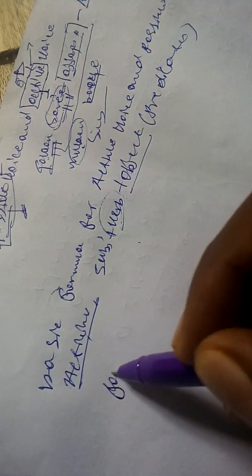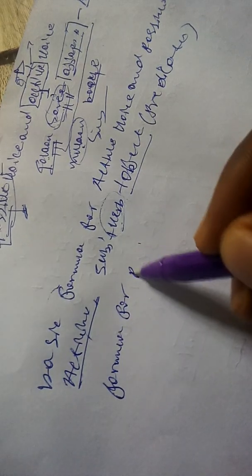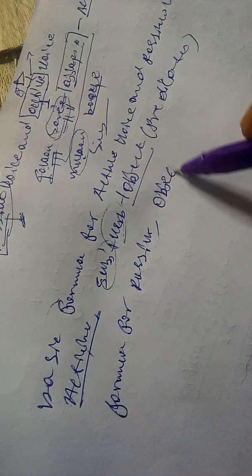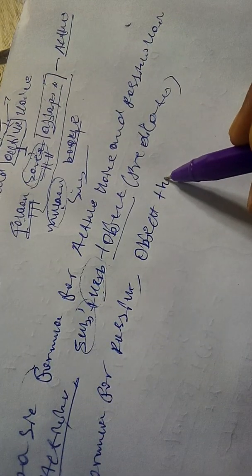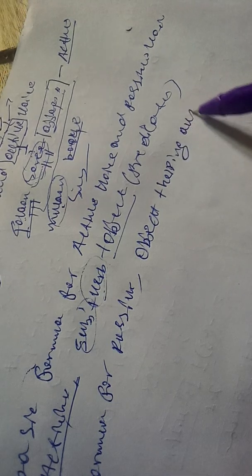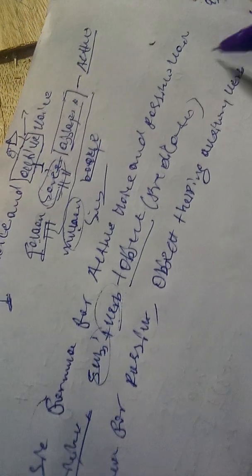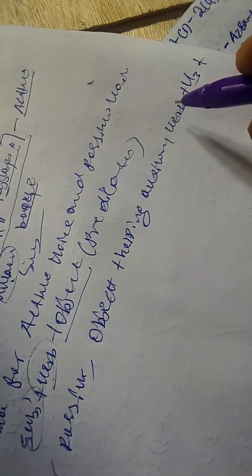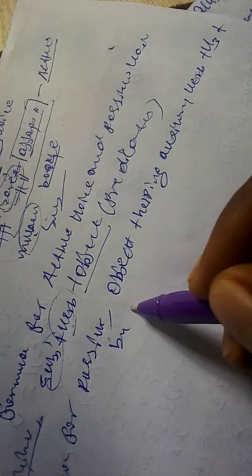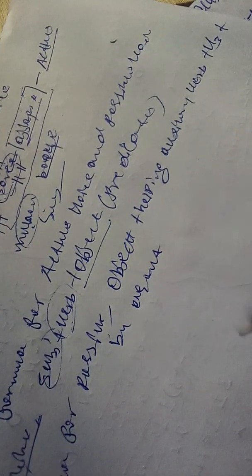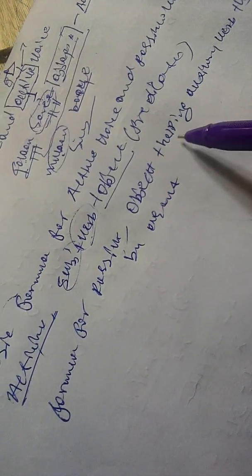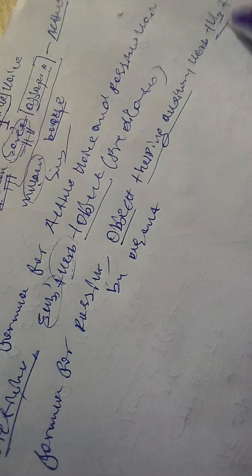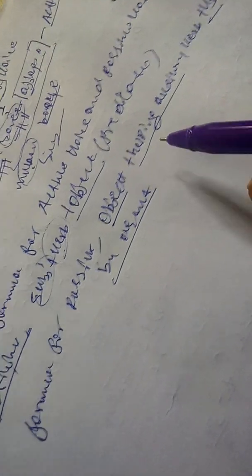For passive voice, we have, instead of subject plus object, the receiver of the action, object, plus helping auxiliary verb plus verb 3, plus by agent, the doer of the action. This is the formula of passive voice: object plus helping auxiliary verb plus verb 3 plus by agent.